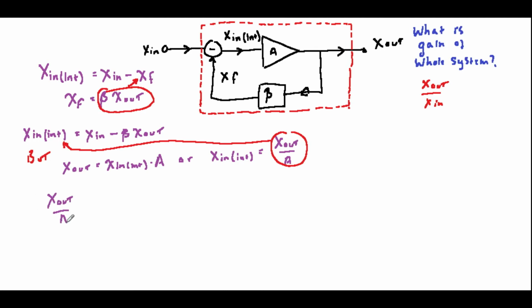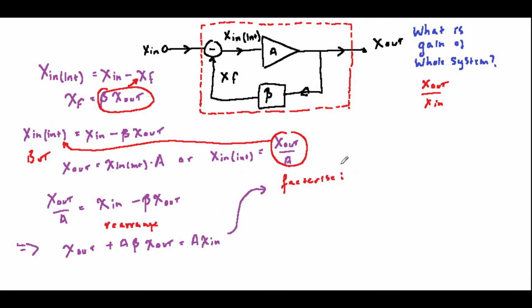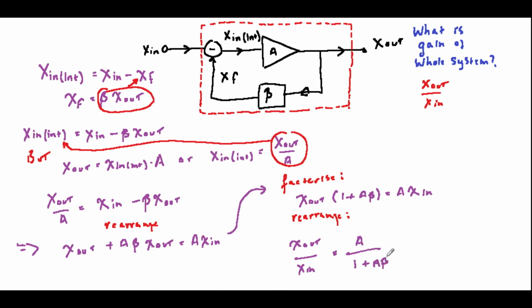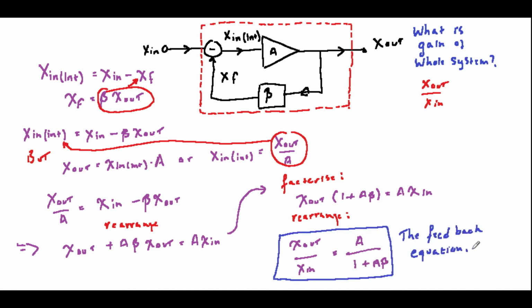Now cross multiply by A, take the X out terms onto one side and factorize. Divide through by A and X out and then invert. So this expression now gives the amplification of the whole circuit, the forward amplifier A and the feedback network beta.